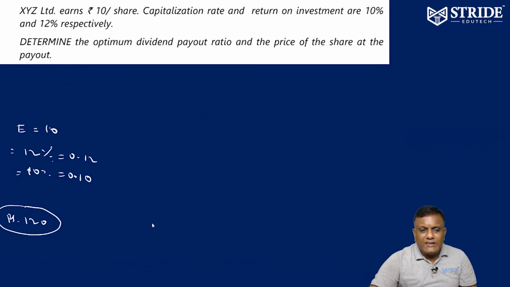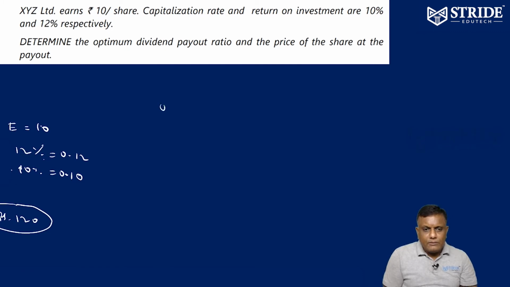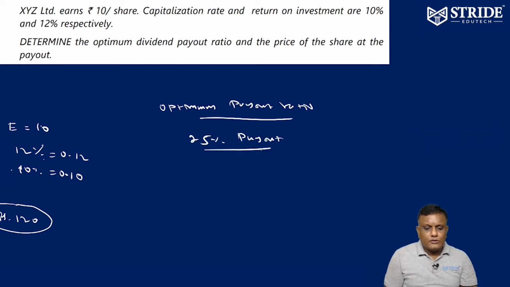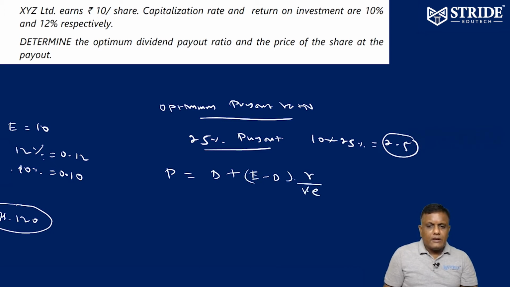Similarly, the optimum payout ratio can be tested in the following cases also. For example, 25% payout. In this case, P is equivalent to D plus (E minus D) into R by KE, by KE. 25% means earnings 10 into 25%, that is equivalent to 2.5.